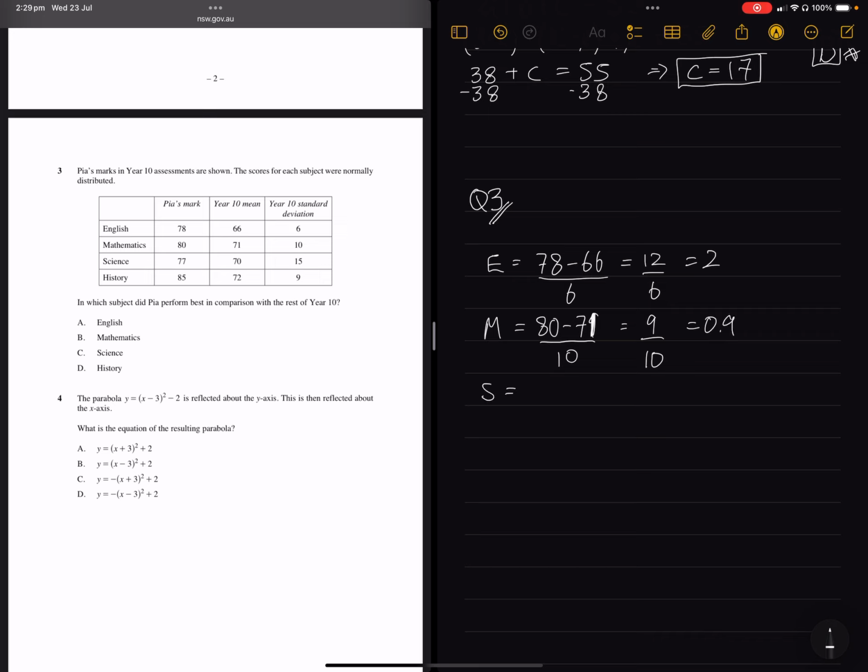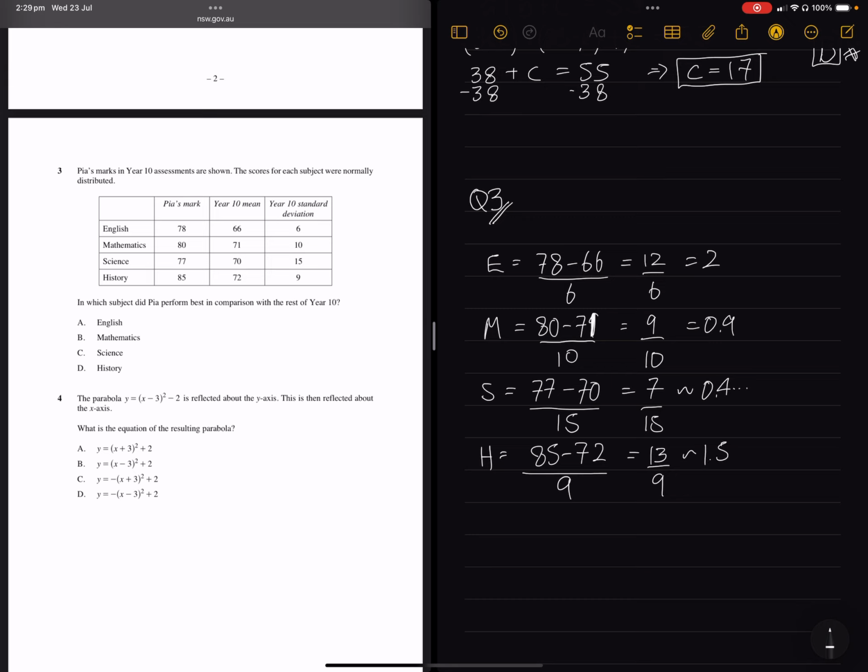For science, her mark is 77, minus the mean, which is 70, over standard deviation, which is 15. This is 7 on 15. This is sort of close to 0.4. And then history, her mark was 85. The mean was 72. Divide this by 9. 85 minus 72 is 13. 13 divided by 9. This is somewhere in the ballpark of 1.5.